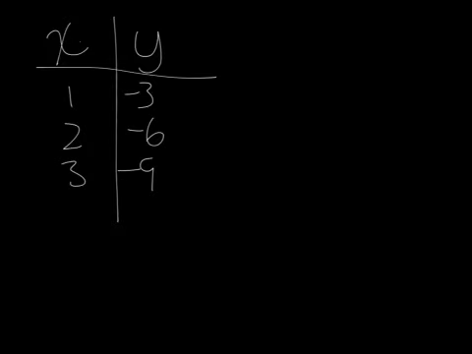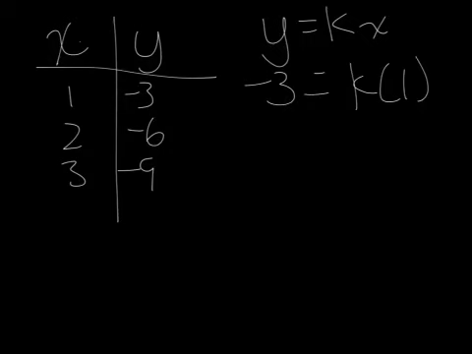So here we've created another table. This table is very similar to the previous one. However, there is a slight difference. So let's again use our equation y = kx, and let's use that in order to figure out what our constant of variation is. So we start with our y value of -3 corresponding to an x value of 1. So we're going to say -3 = k times 1. We divide by 1, and we get k is equal to -3.